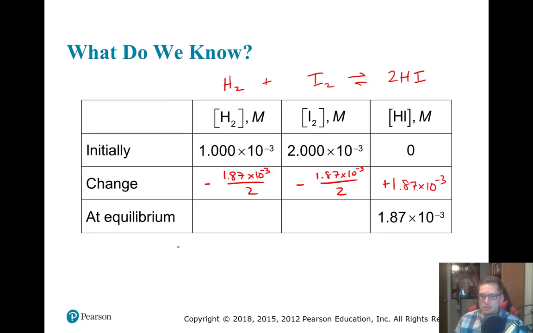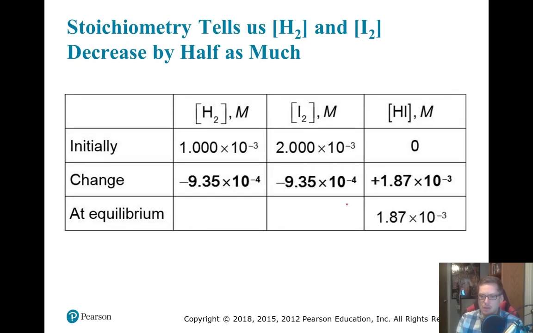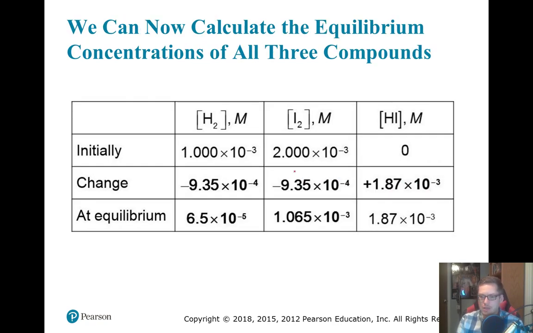And then to solve for the equilibrium row, all we have to do is take our initial row plus the change row, and that equals the equilibrium row. Pretty easy. So we take 1 times 10 to the minus 3rd minus this, and that equals that, and we throw that in there. And that's essentially what they do here. So that's your change. That's this value, the 1.87 divided by 2, gives you those values there. And then that's your final.